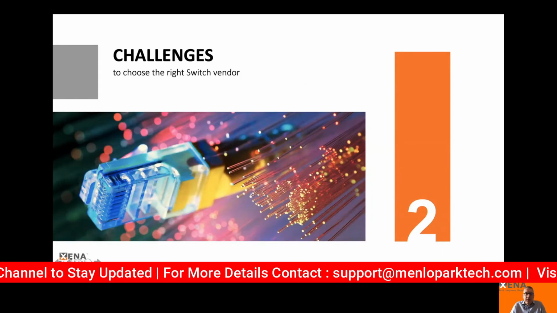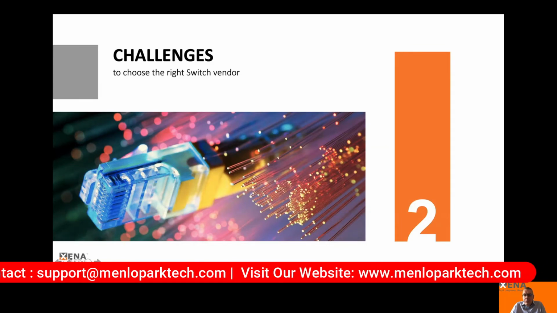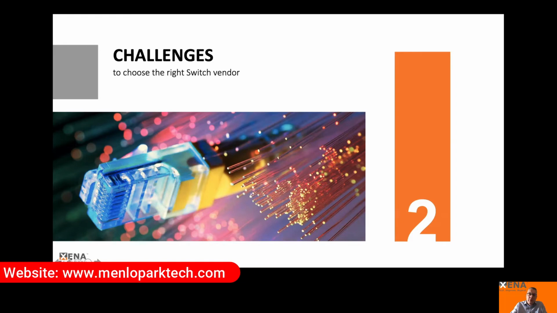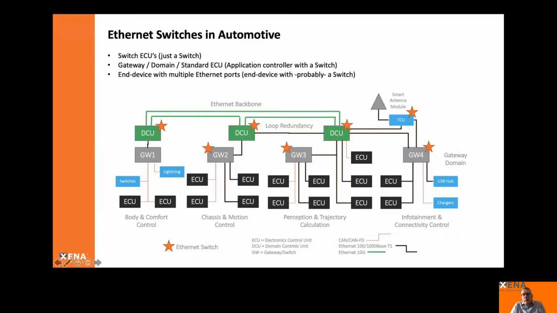So, what are the challenges to choose the right switch vendor, or even to choose the right switch for your need? Before we see the challenges, I wanted to show this example architecture so that we are all on the same level when we are talking about switch testing and which different ECUs contain switches. So you see here a pretty modern architecture of a car network, which is not out of my mind. I made this drawing based on an existing car architecture, which I found.